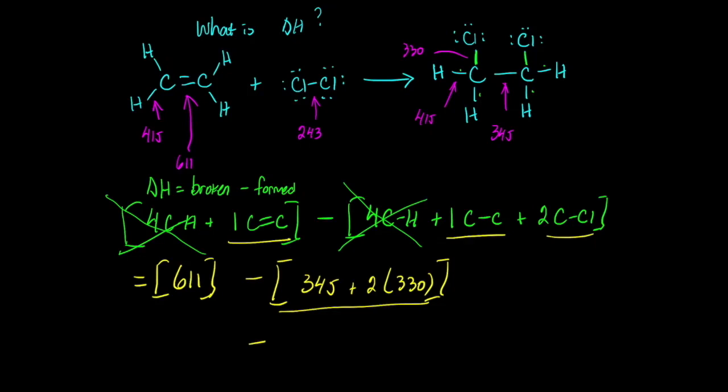So that's 1005, and that's 611. Now we subtract these two, we get a number, and so this is negative 394. So this is another exothermic reaction.